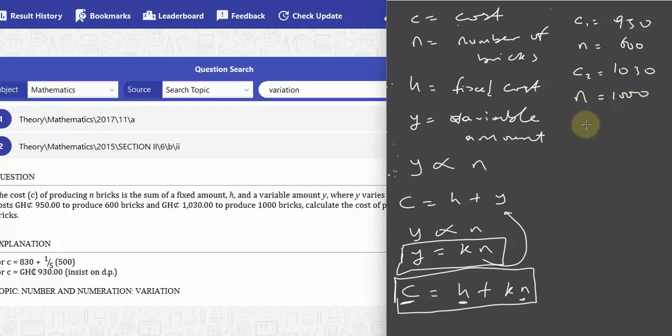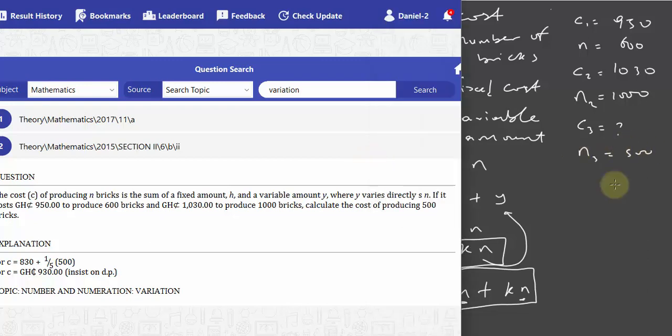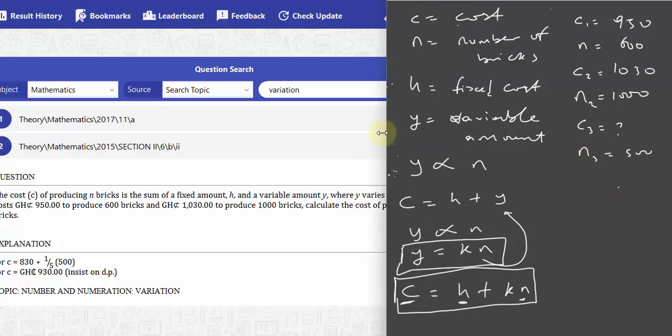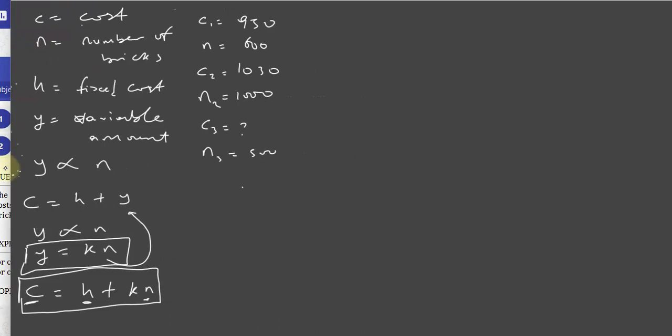So the question is now, for us to calculate the cost, you can call this C3, when the number of bricks is equal to 500. So that is what we need to look for. So let's solve for this. Now this is a partial variation in some sense, and to get the value of any of the unknowns, you need to solve for the constants.